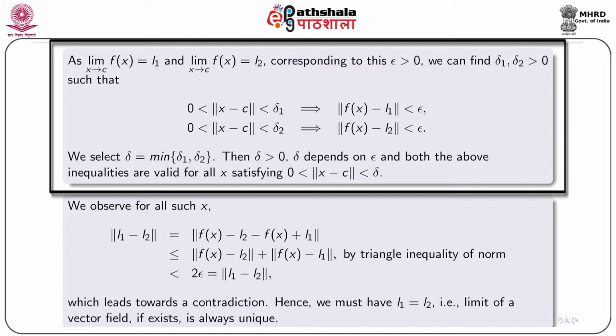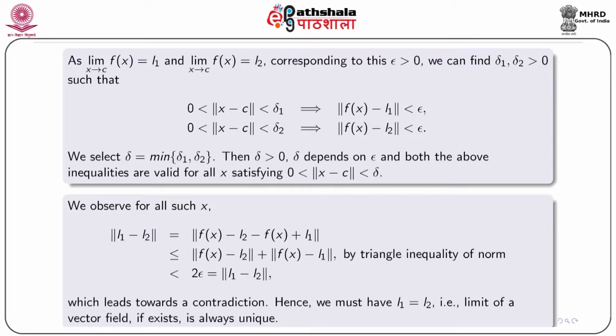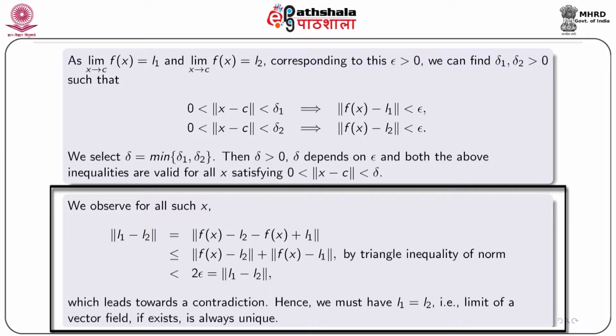Moreover, the most important part is, if we consider those x which satisfy 0 < norm of x minus c < delta, then both the above inequalities are satisfied for such x. Then we have norm of L1 minus L2 equal to norm of (f(x) minus L2) minus (f(x) minus L1). We apply the triangle inequality. So this is less than or equal to norm of f(x) minus L2 plus norm of f(x) minus L1.